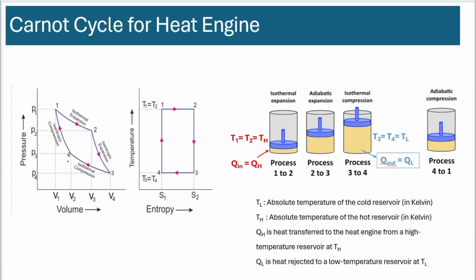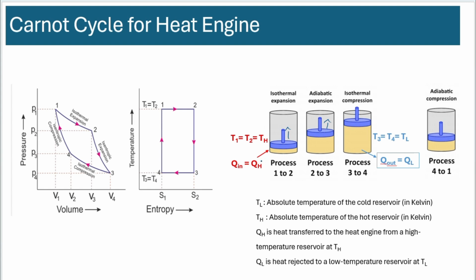So 3 to 4 is isothermal, temperature is constant, so T3 is T4. 4 to 1 is isentropic compression, okay? Entropy is constant, S1. 1 to 2 is again isothermal expansion. Entropy increases too. And 2 to 3, again, entropy is remaining the same. So 1 to 2 is isothermal expansion. Then it's basically going up, and expansion means volume is increasing.